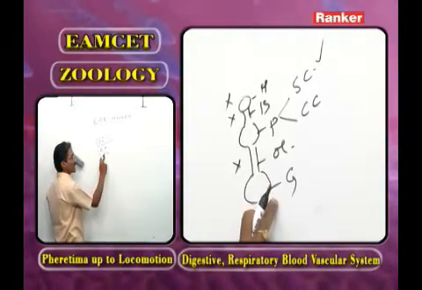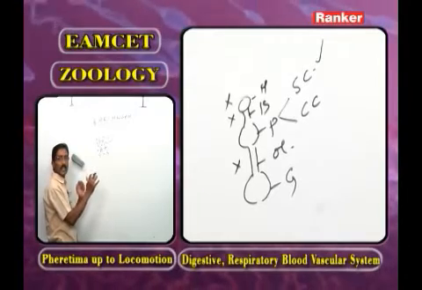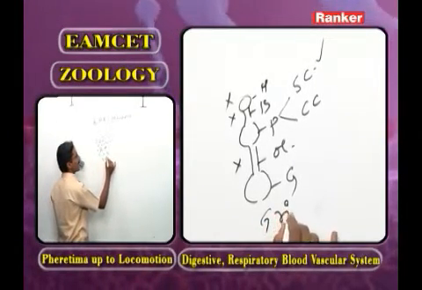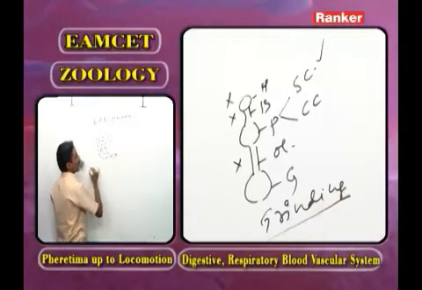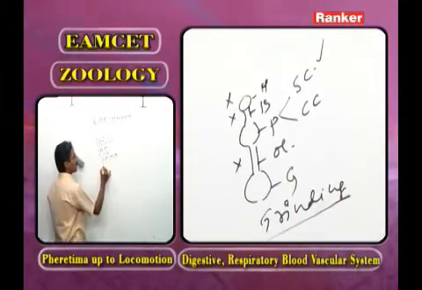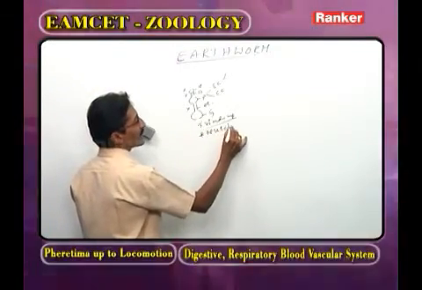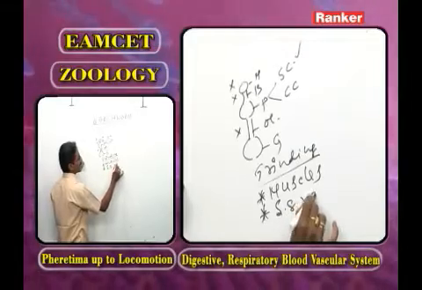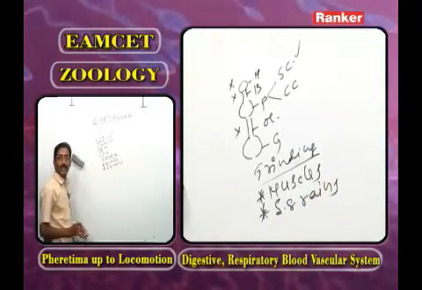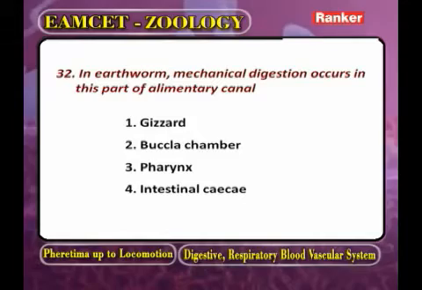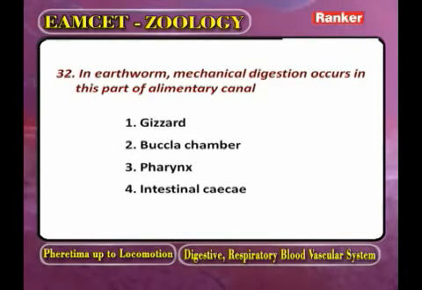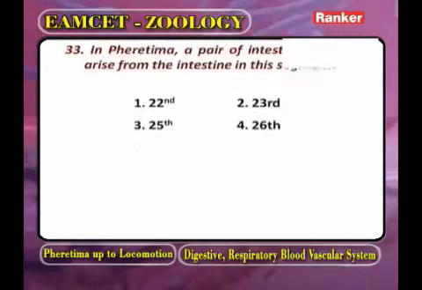Now in the gizzard, what type of digestion takes place? Mechanical digestion. Here the mechanical digestion is technically called grinding. This grinding is brought about by, one, the muscles, what type of muscles? The circular muscles. And the second one is the sand grains. Now what is the answer for this question? In earthworm, mechanical digestion occurs in this part of the alimentary canal. The correct answer is the gizzard. Now move on to the next question.